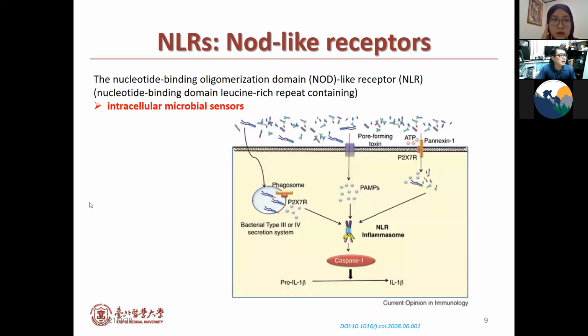The second one you mentioned, the non-Toll-like receptors. They don't have a typical receptor; they use the pore, they use the channel. Sometimes they use the phagosome, which engulfs the particles. So they actually don't have a transmembrane receptor structure. They use a different thing.